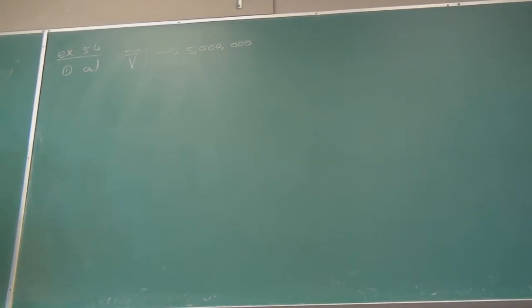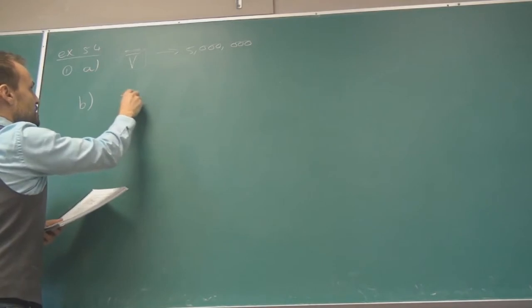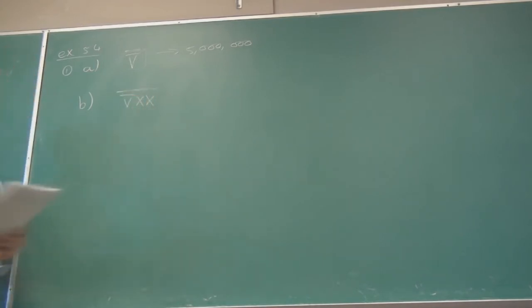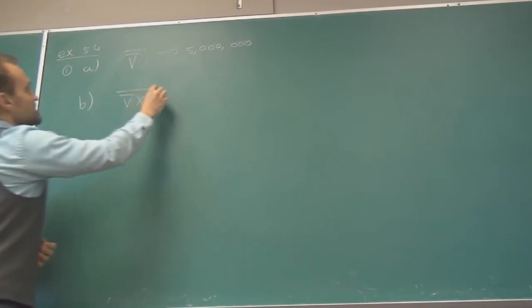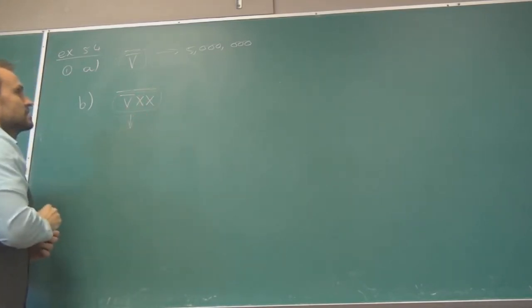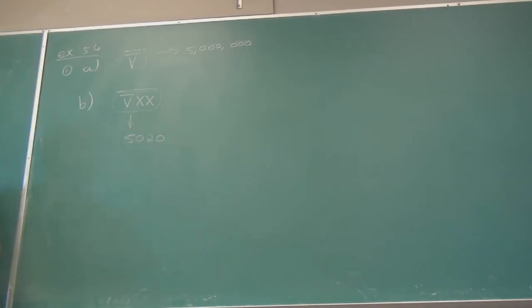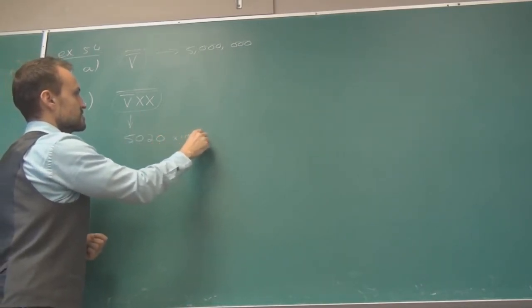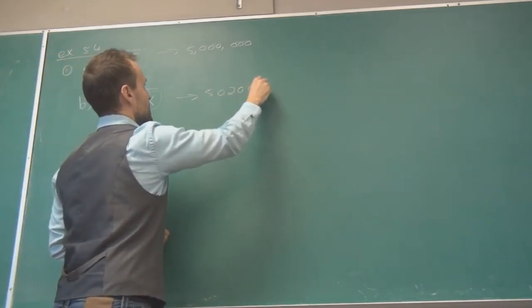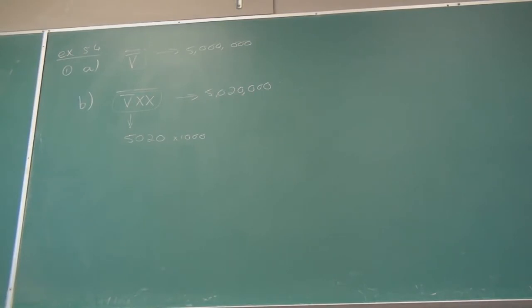Then we have something like B, which is practicing this multiple line setup. V with a line, then two X's, and all of them get a line. So lines inside of lines. Just had to take it too far. Sorry. We can handle it. Work from the bottom outwards, or inside out. So do this first. What is that? 5,020? Times 1,000. So it'll be 5,020 and then 3 zeros. So 5,020,000. Does that make sense?